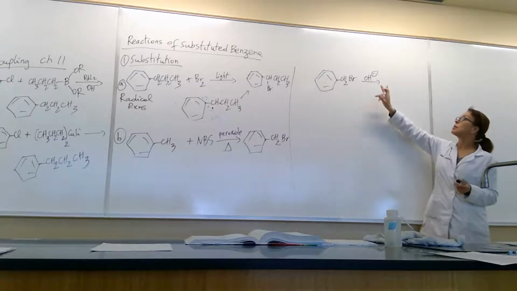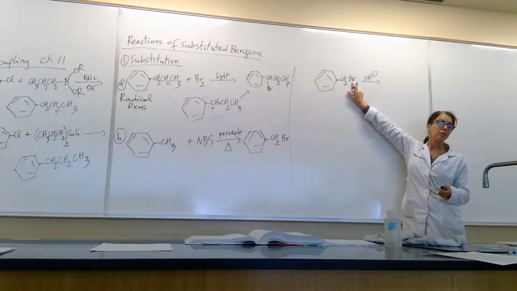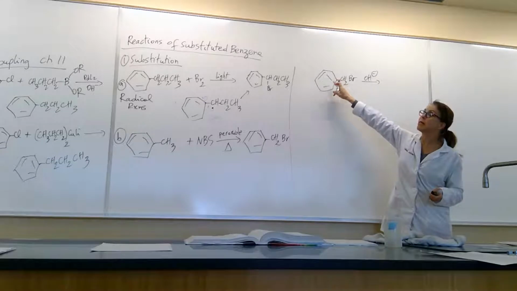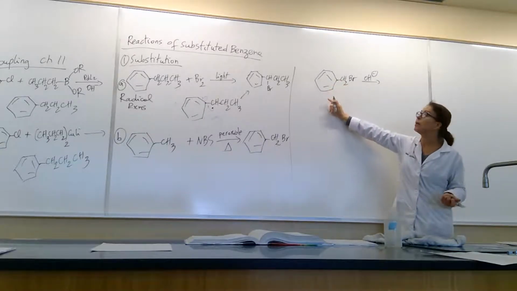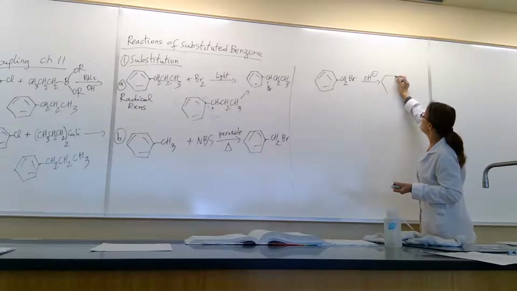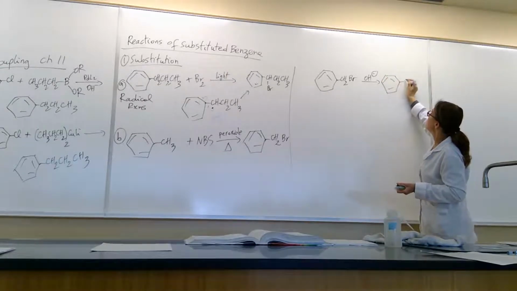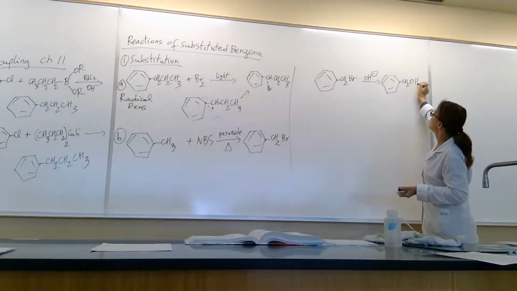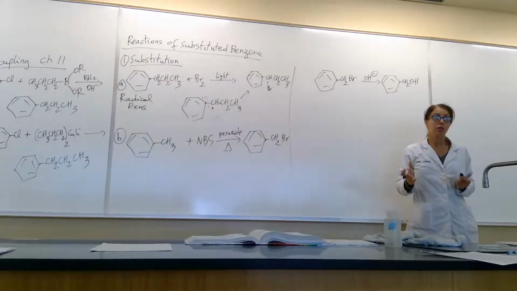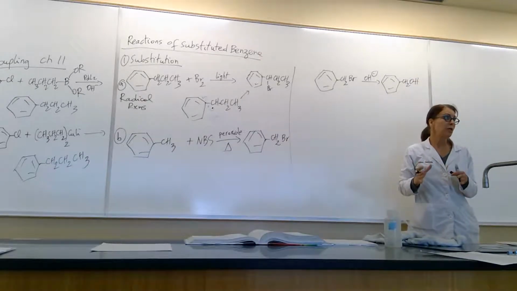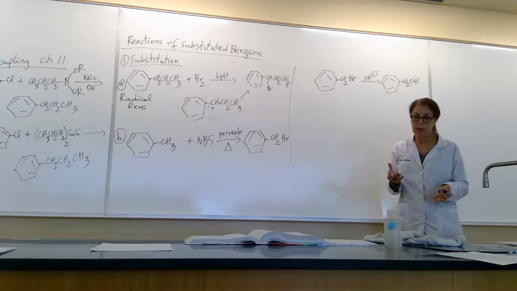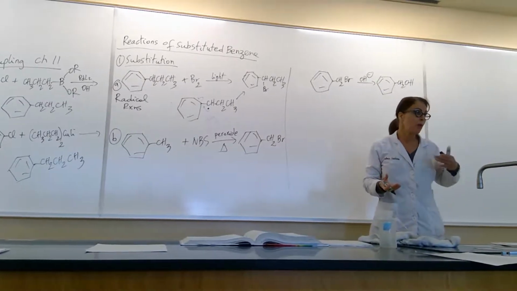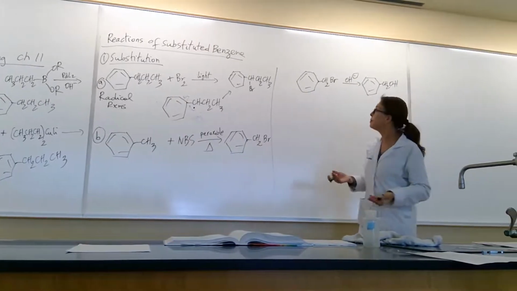Substitution. Why? Because this is a nucleophile. The OH minus is never going to touch the benzene ring because they're both nucleophilic. So what you're going to end up with is CH2OH. So you should know these things. We don't need to teach them again because that's substitution for chapter 9.